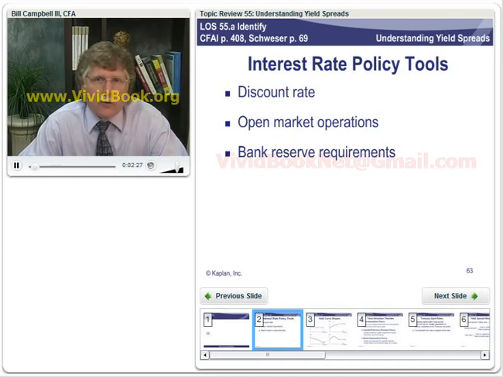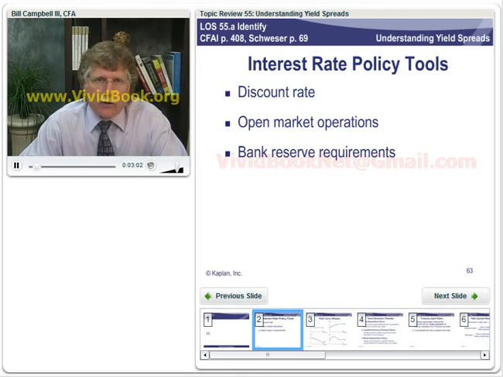The last tool that they have is the reserve requirement. If they change the reserve requirement, that's the percentage of deposits that member banks have to keep on hand as reserve against people wanting to come and take their money from the bank. And you remember from your economics that we have the multiplier effect, that the amount of money that ends up in circulation increases as the reserve requirement decreases.